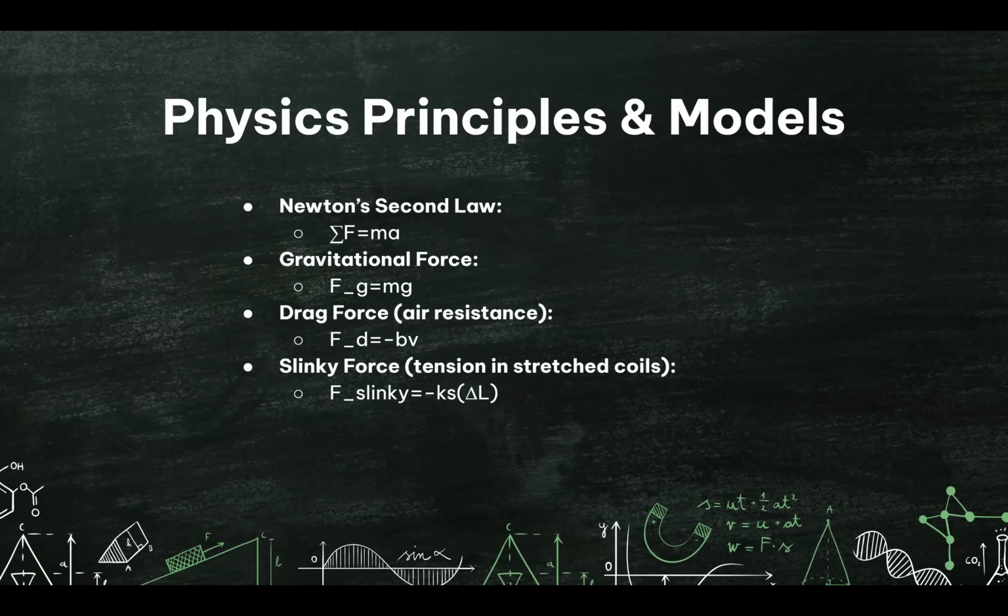Some basic physics principles and models. We have Newton's second law, F equals ma. The gravitational force, F_g equals m times g. The drag force, we use air resistance, F_d equals negative b times v. And then the slinky force, which is the tension in the stretched coils, F_slinky equals negative k_s times change in L, which is distance, I guess.